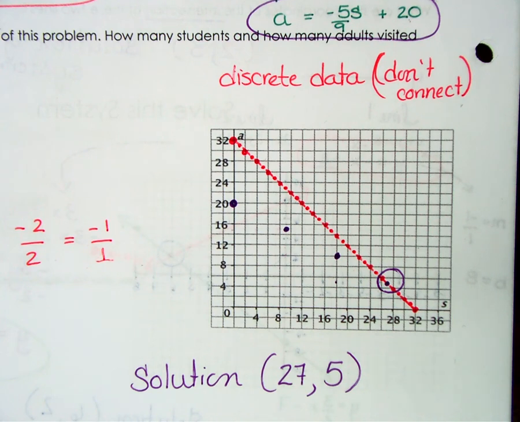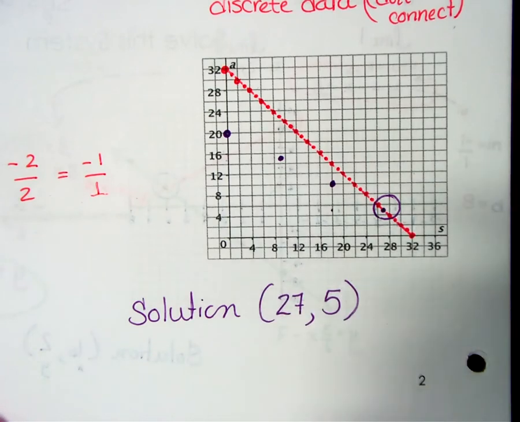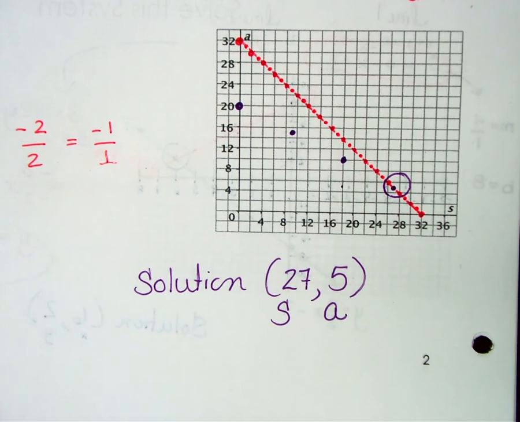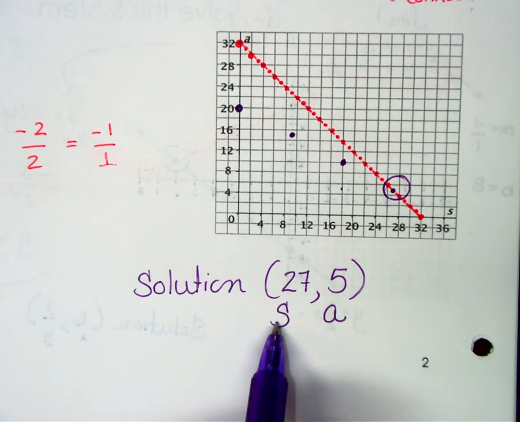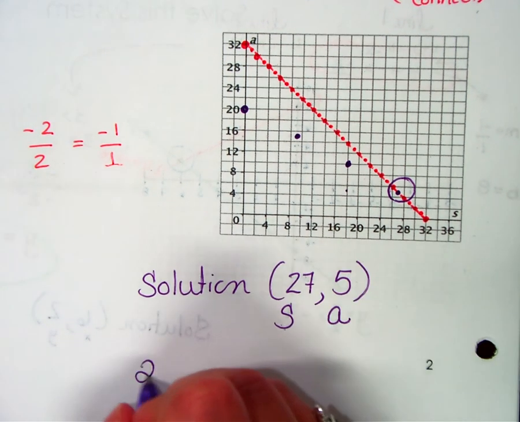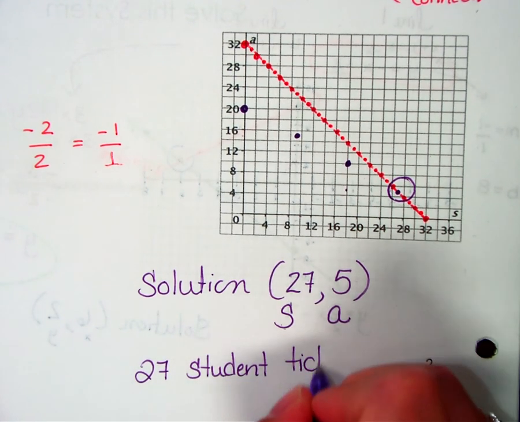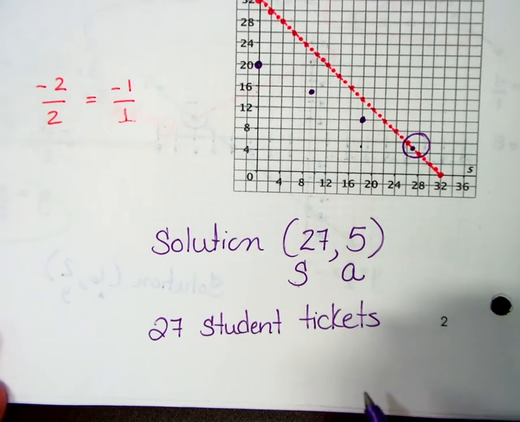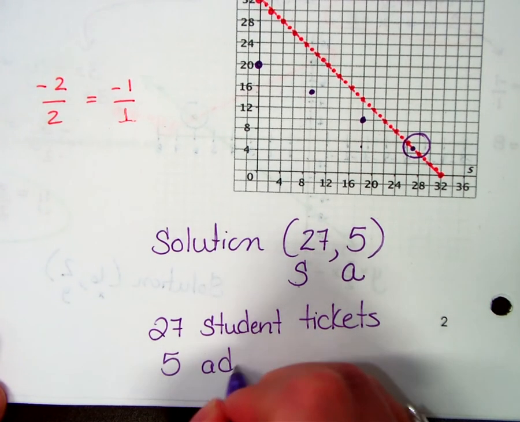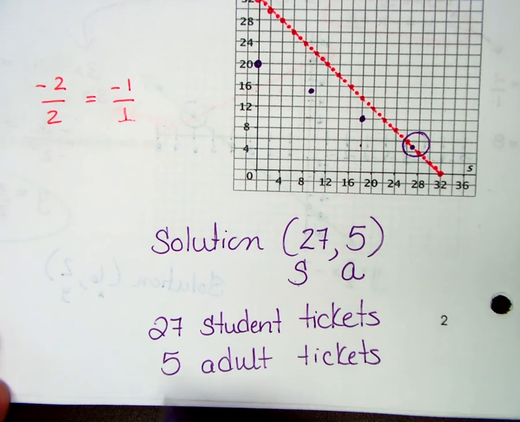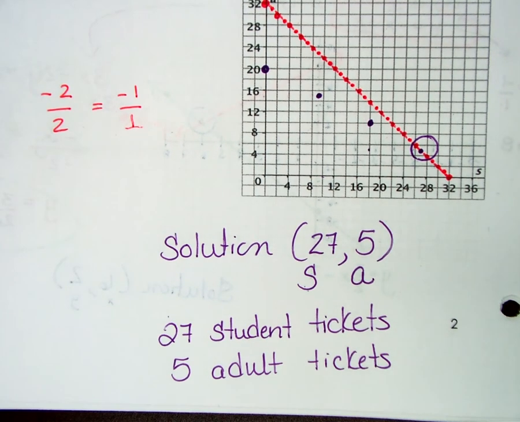So what does that mean? This represents S, and this represents A. So how many tickets did we sell? 27. What kind of tickets? 27 student. And that means we sold 5 adult tickets. And 27 plus 5 is 32. So we know that works.